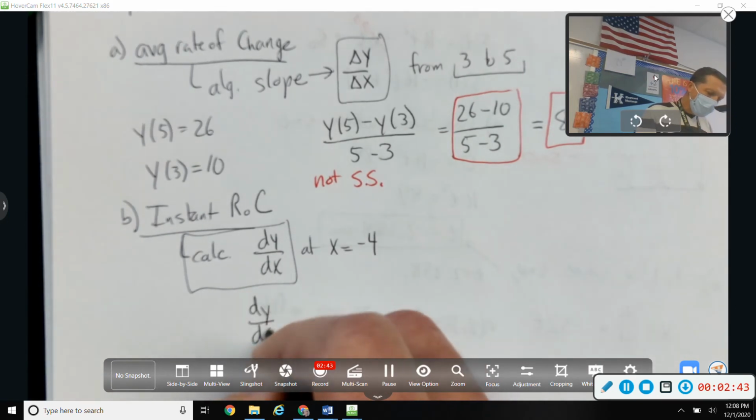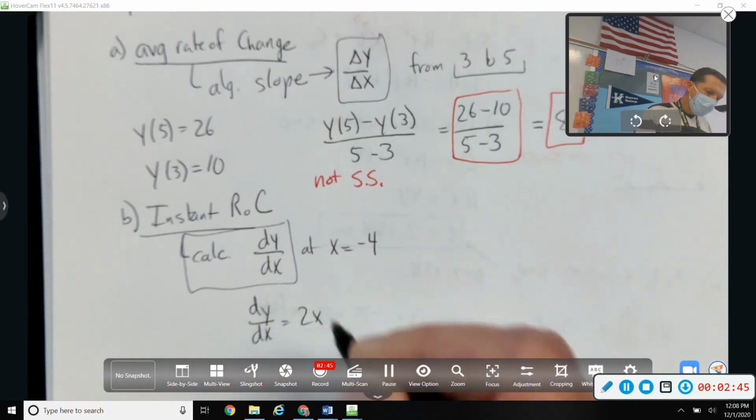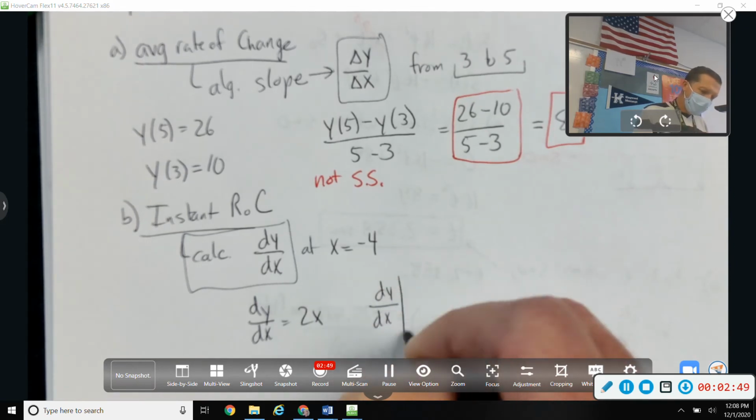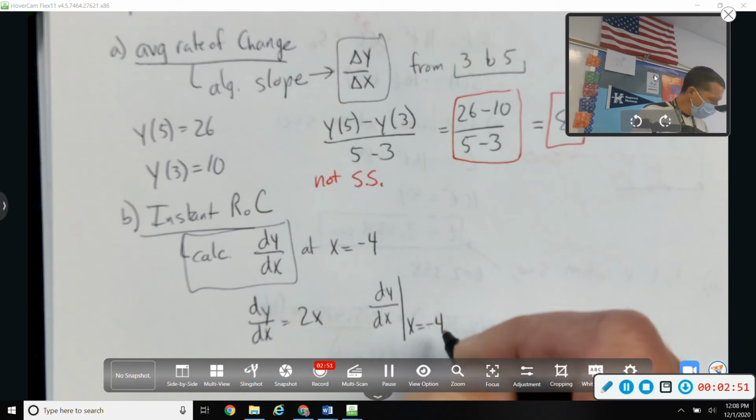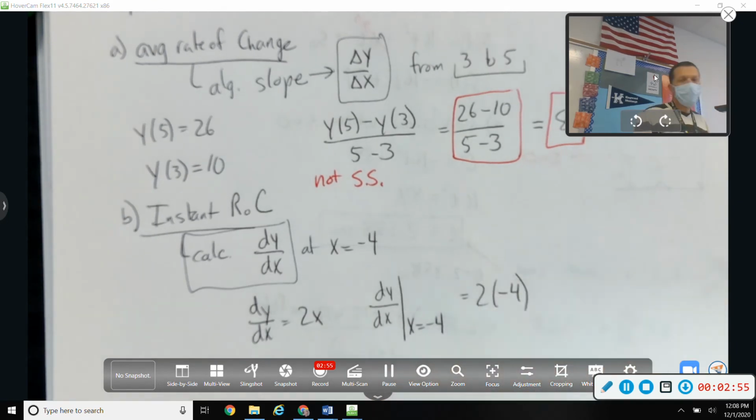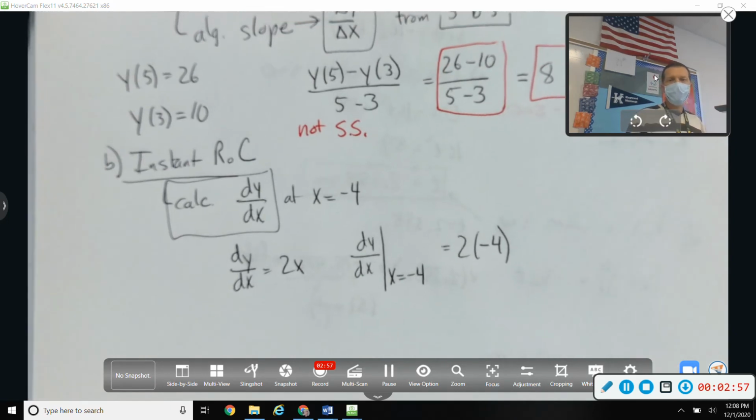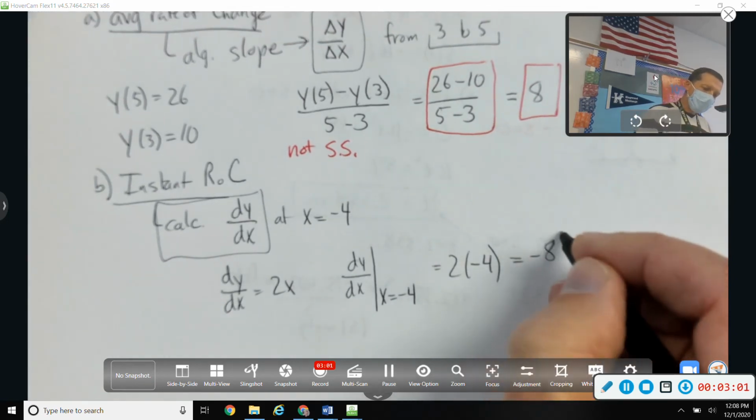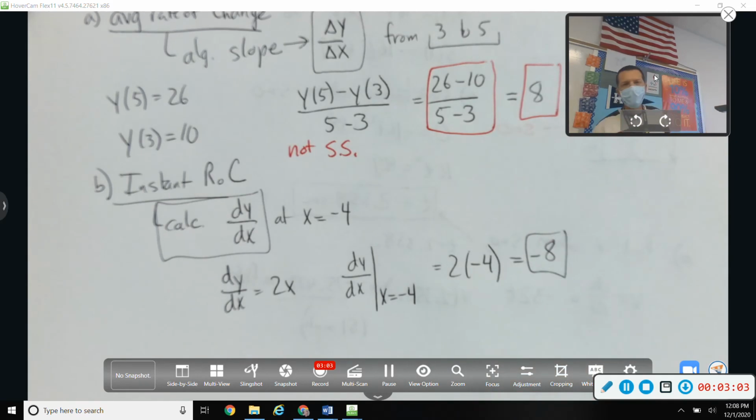So dy/dx equals 2x. And so if we want to evaluate that at x equals -4, 2 times -4, you can stop there and be good. Most of you would say, well, that's -8. I'll answer the question the full way, but that's fine too.